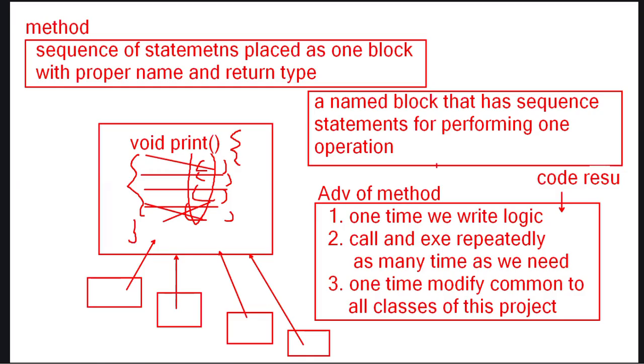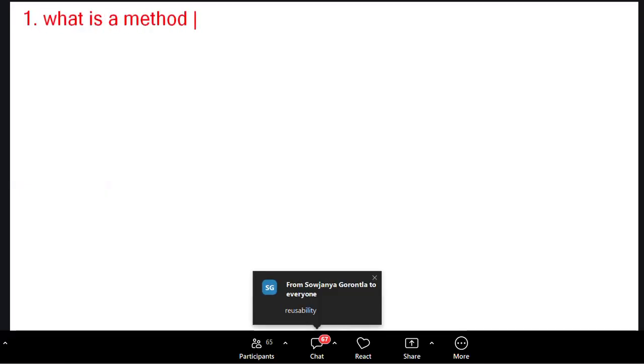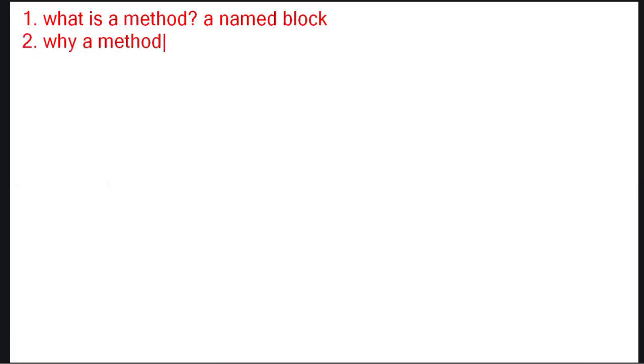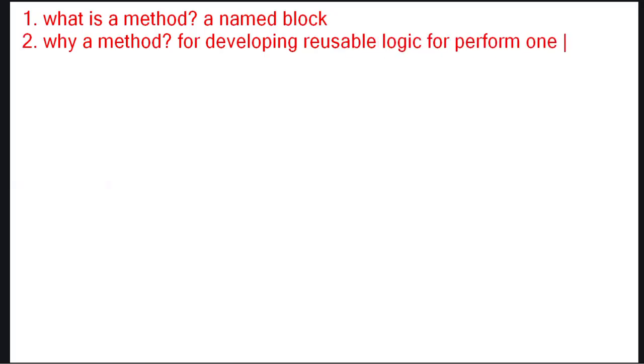Code reusability. So what is the purpose of method? What is a method? First point, what is a method? A named block. Second, why a method? For developing reusable logic for performing one operation.